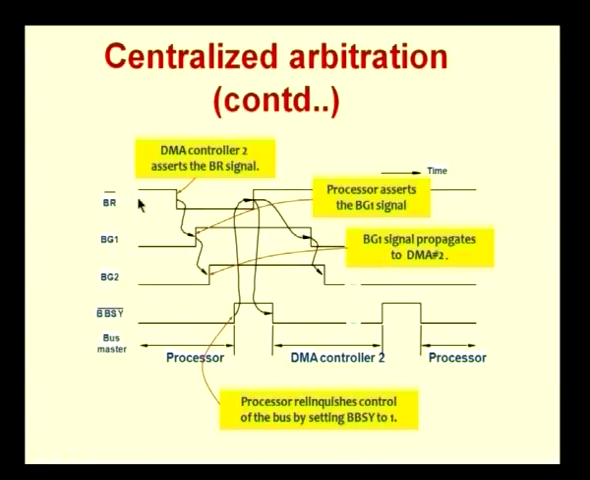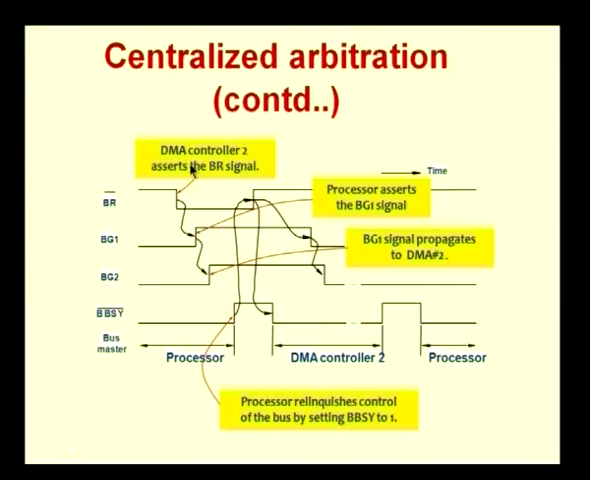So let us say, for instance, the bus is busy, there is some data transfer going on, and a particular DMA controller, say DMA controller 2, asserts the BR signal, the bus request signal. When it asserts the bus request signal, you can see that after some time the processor is willing to grant the bus. So, it asserts the BG1 signal. The BG1 signal goes high, you can see over here.